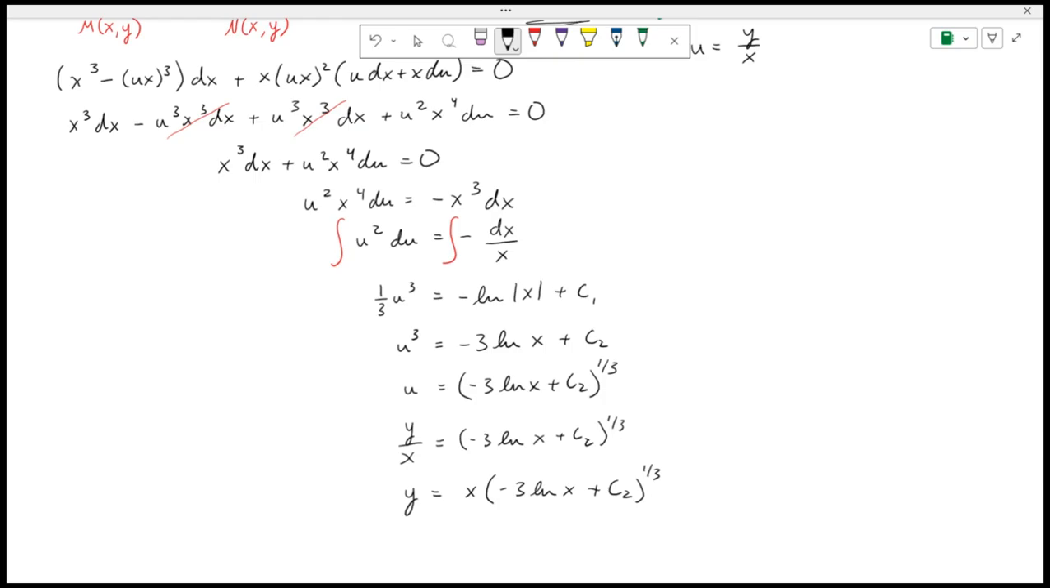Now, if you did this in a different order, for instance, I could have reversed the u substitution a little bit earlier. The form of your answer might look slightly different, but it should be equivalent to this.